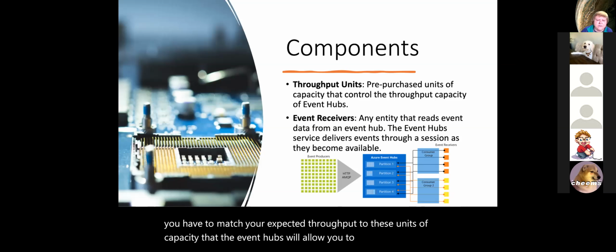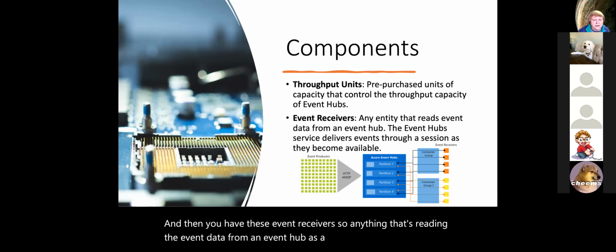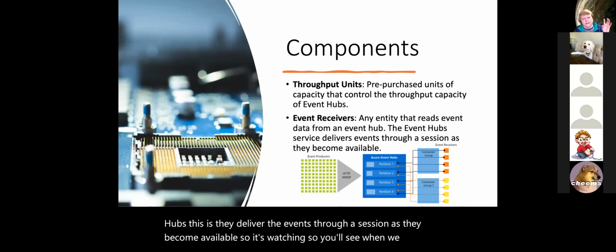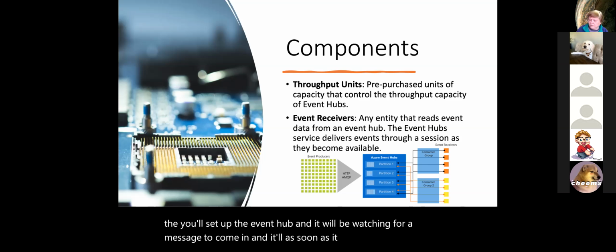And then you have these event receivers. Anything that's reading the event data from an event hub is a receiver. The event hubs deliver the events through a session as they become available. So it's watching. As you'll see when we set it up, you'll set up the event hub, and it will be watching for a message to come in. As soon as it becomes available, it will grab it and push it to the various consumers.